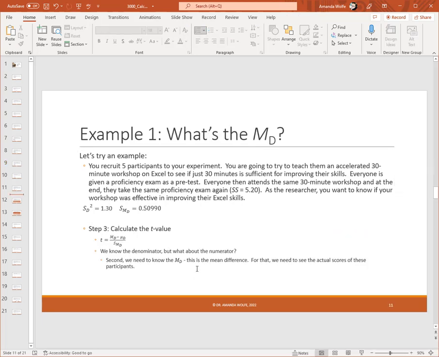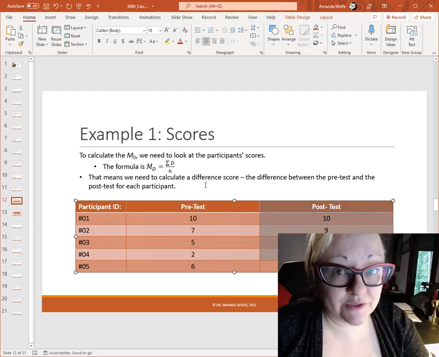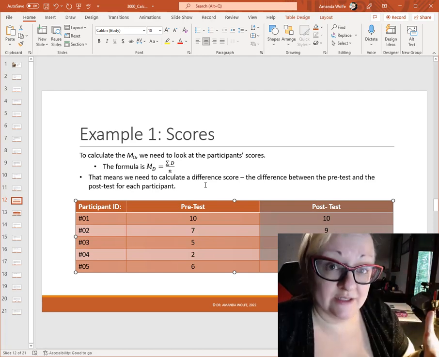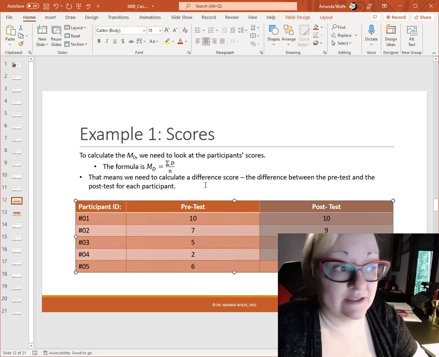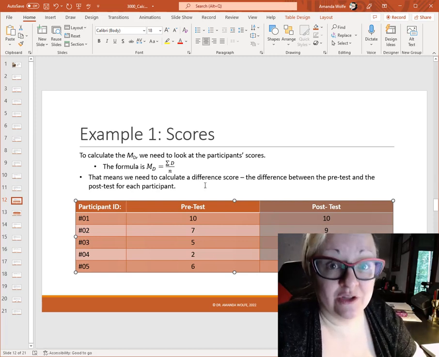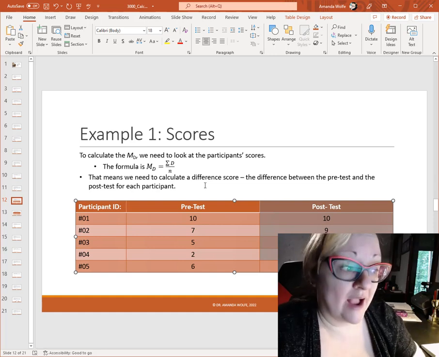To find that out, we need the actual score for our participants. Well, so here they are. You can see our 5 participants. Their numbers are in that first column on the left. Their scores on the pre-test are in the middle column, and their scores on the post-test are in the final column. So if it's called mean difference, then I clearly need to calculate the difference, which is subtraction, and then an average of all of the differences. That's basically what that formula says: the summation of D, the summation of the differences between scores, divided by how many scores there are, or how many people.